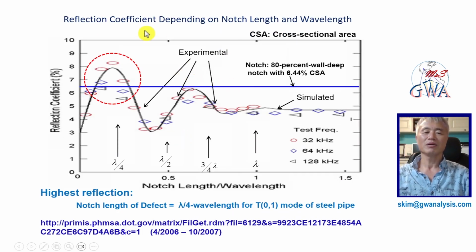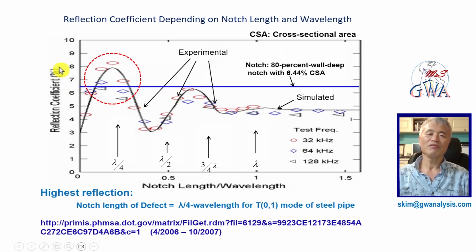This is a plot of reflection coefficient depending on the notch length and the wavelength. The x-axis of this plot is the notch length normalized with wavelength, and the y-axis is the percent reflection coefficient. This plot is very important because it shows the relationship between percent reflection coefficient and percent cross-section area. The plot shows experimental results with test frequencies of 32, 64, and 128 kHz. The solid black lines show the simulated results with the transmission line models. They are matching very well.